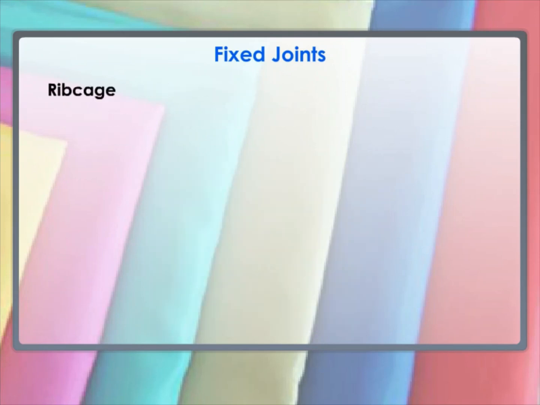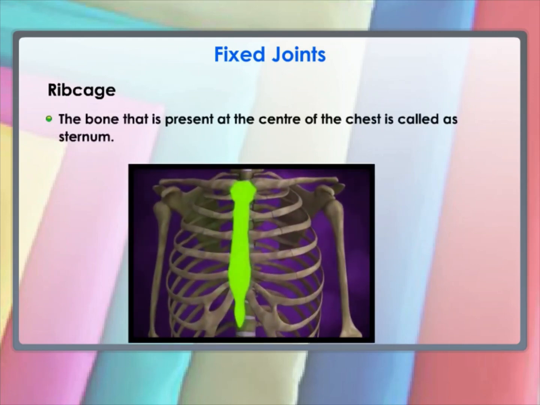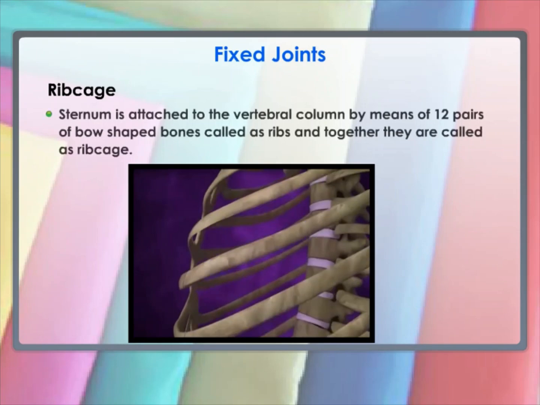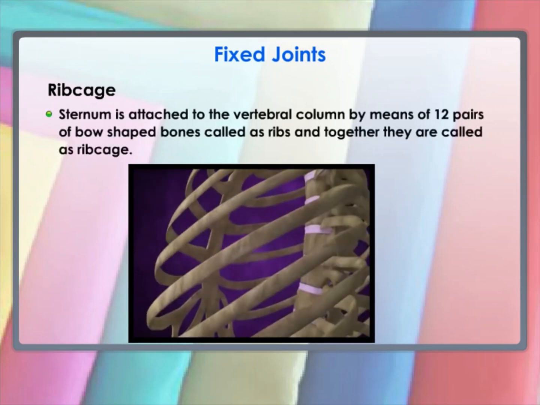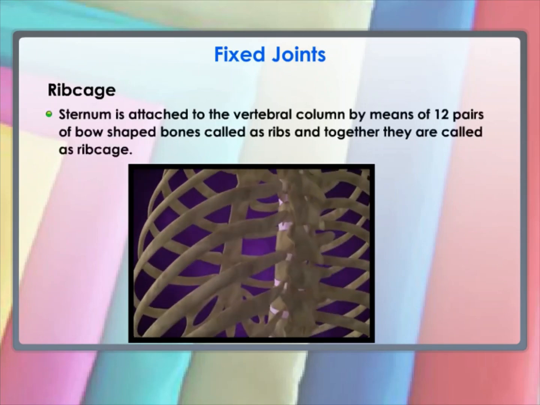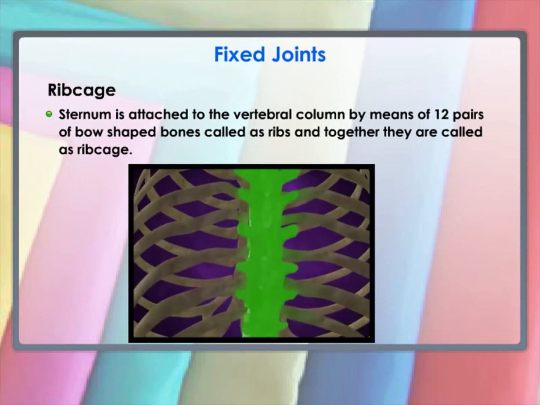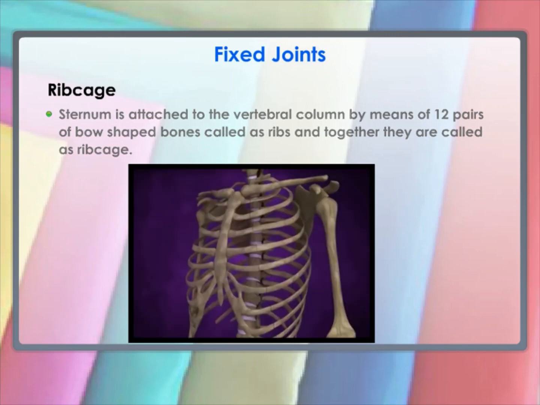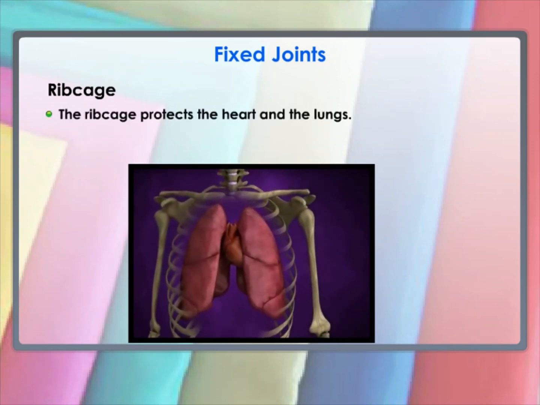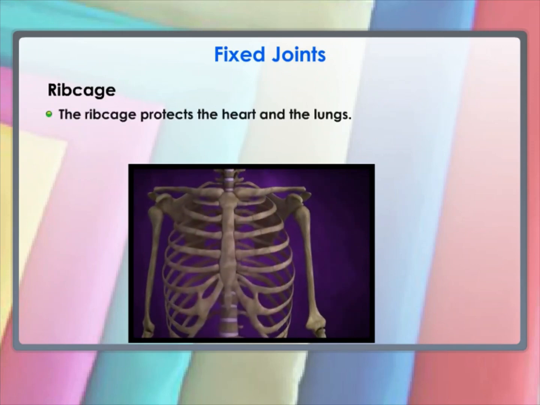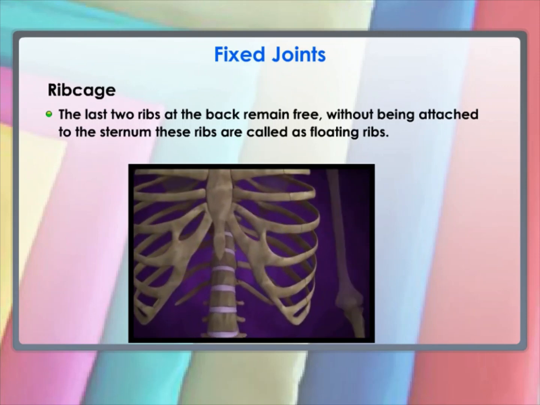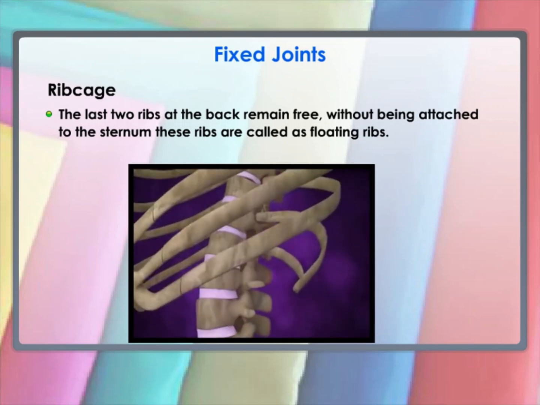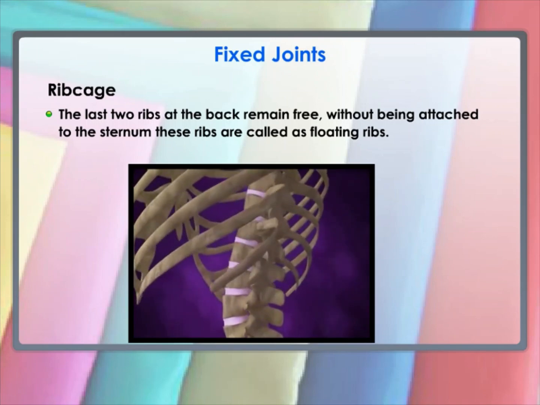Rib cage. The bone that is present at the center of the chest is called the sternum. The sternum is attached to the vertebral column by means of 12 pairs of bow-shaped bones called ribs, and together they are called the rib cage. The rib cage protects the heart and the lungs. The last two ribs at the back remain free without being attached to the sternum. These ribs are called floating ribs.